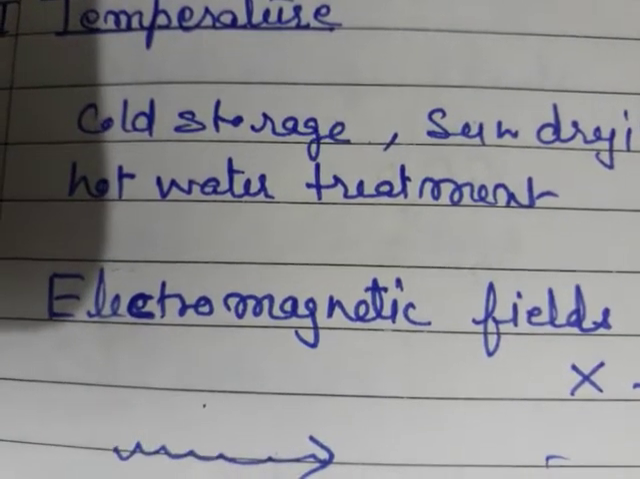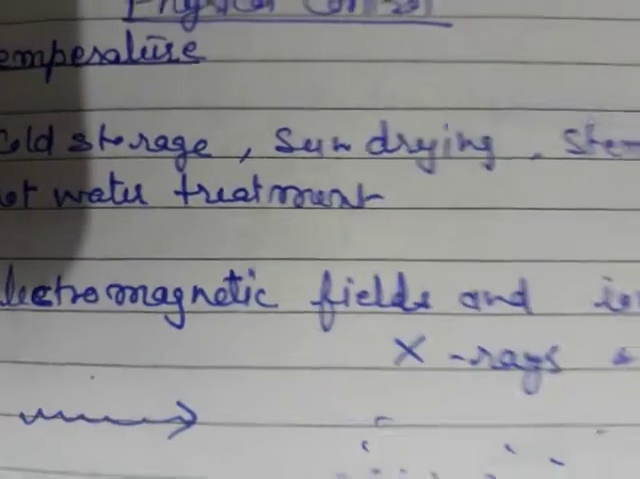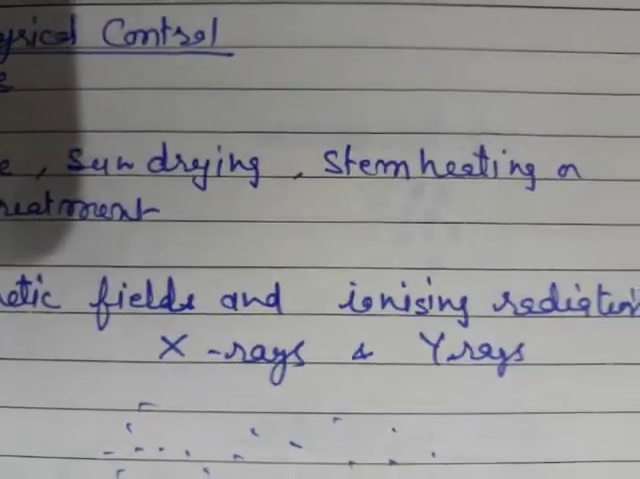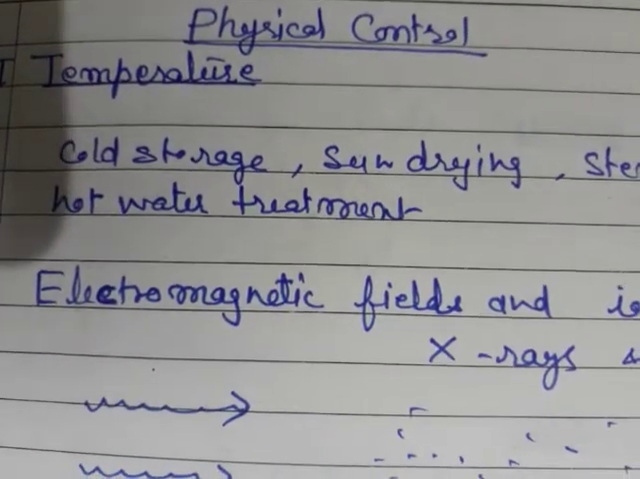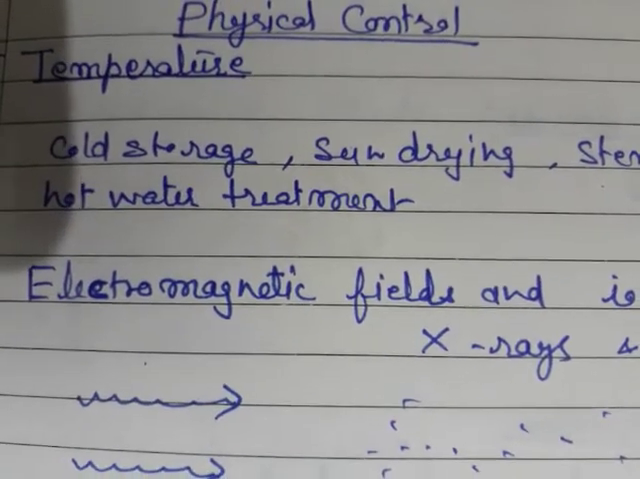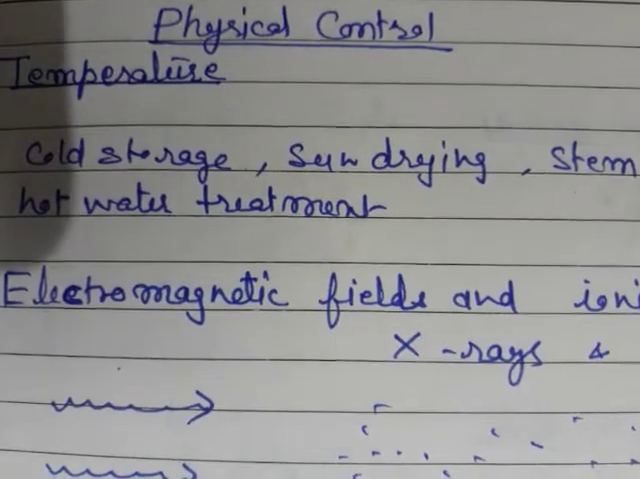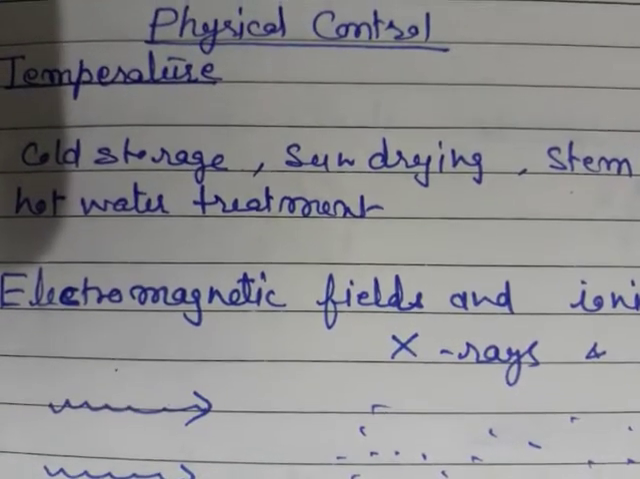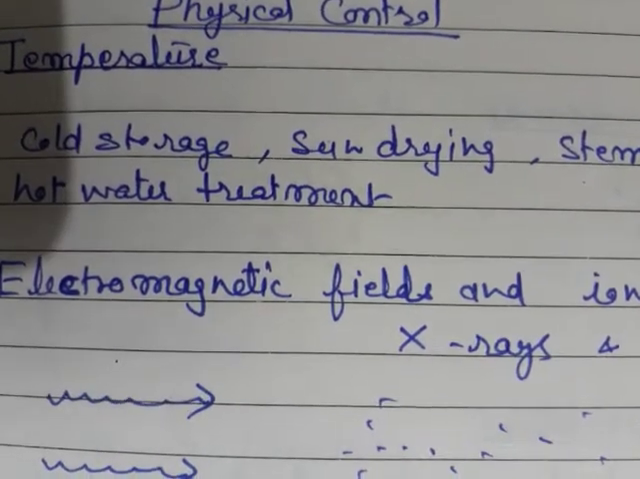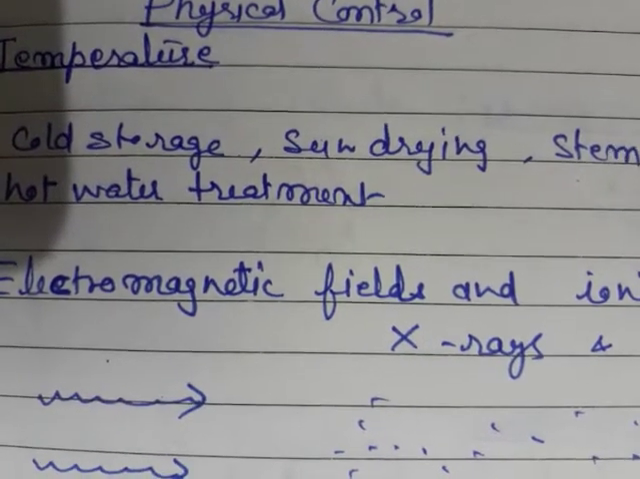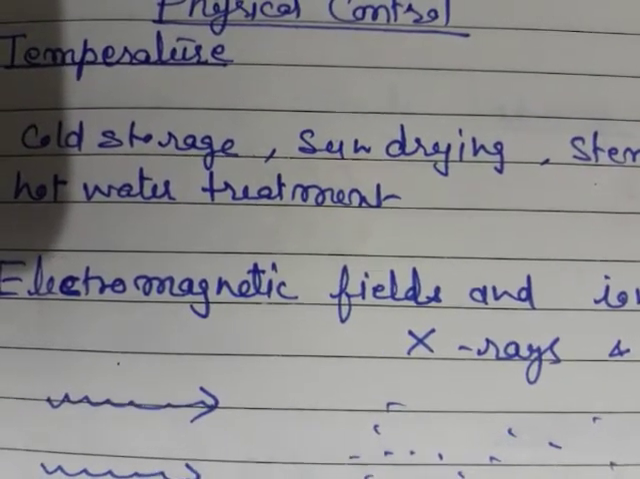First, temperature: cold storage, sun drying, steam heating, or hot water treatment. Both high and low temperatures have been used to destroy pest insects in a variety of situations. Most insects become inactive at temperatures of about 4 degrees centigrade or below.